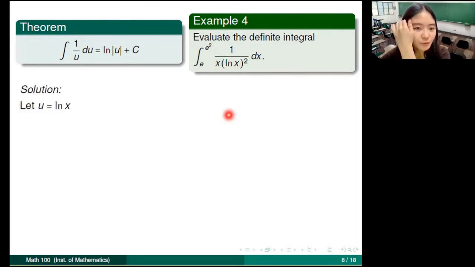Let's see. So if we let u be ln of x, ano ang ating du? It is 1 over x and then multiply that with dx. So tingnan natin, yung 1 over x dx ba ay nandito?